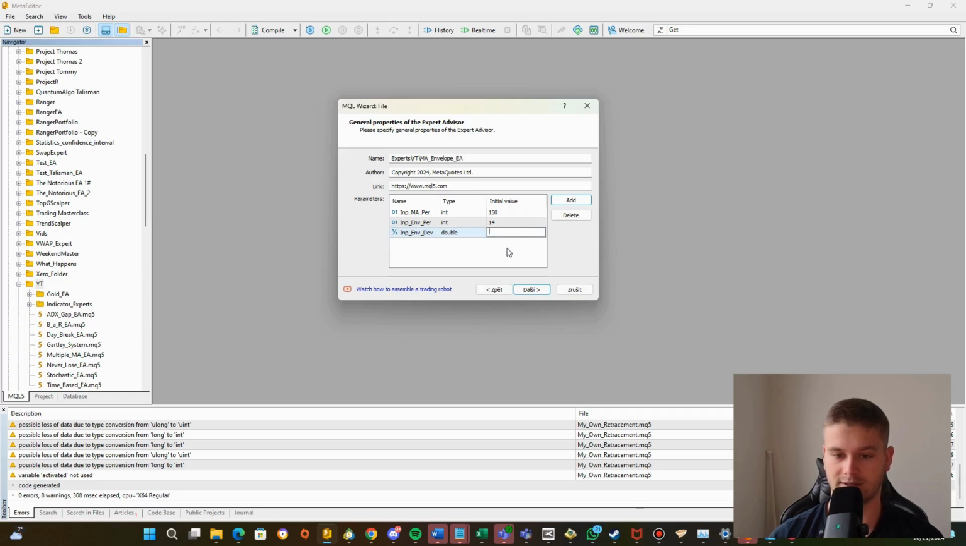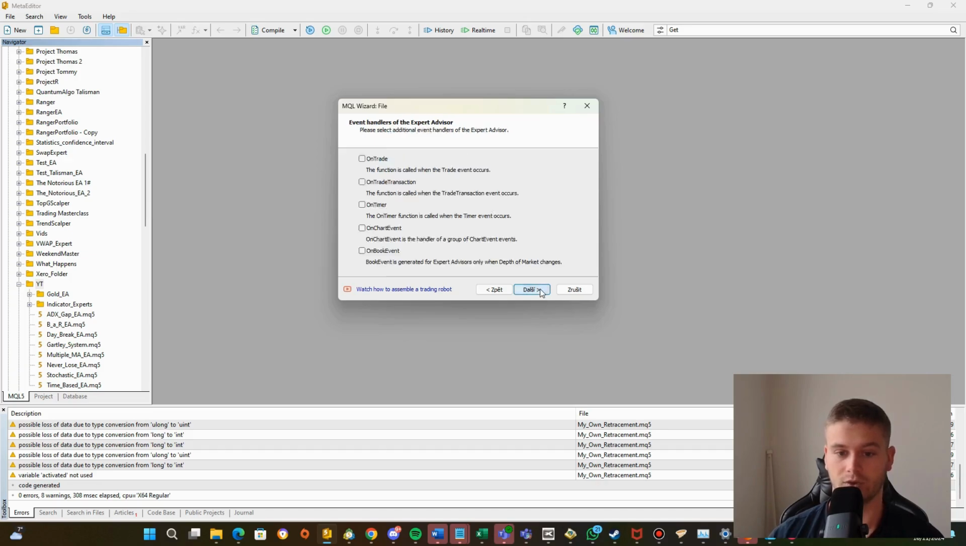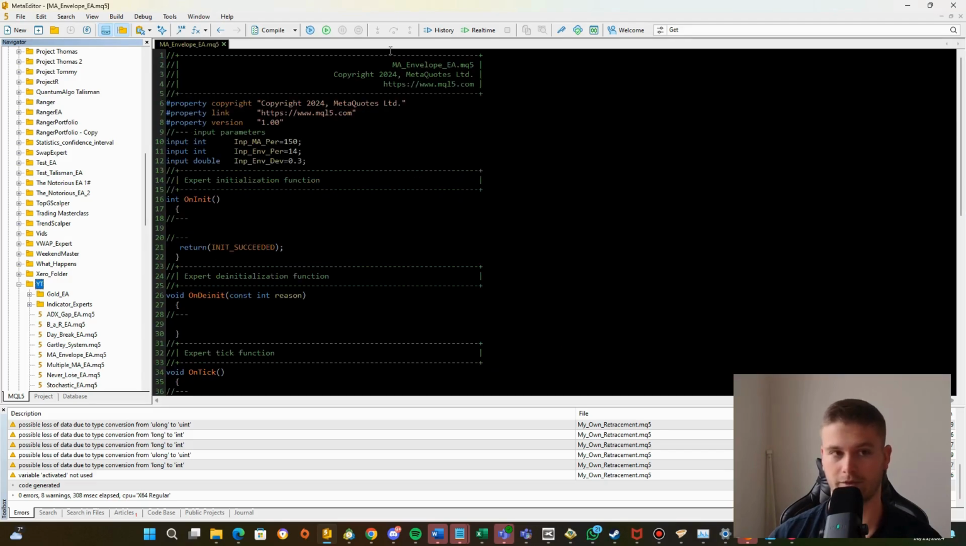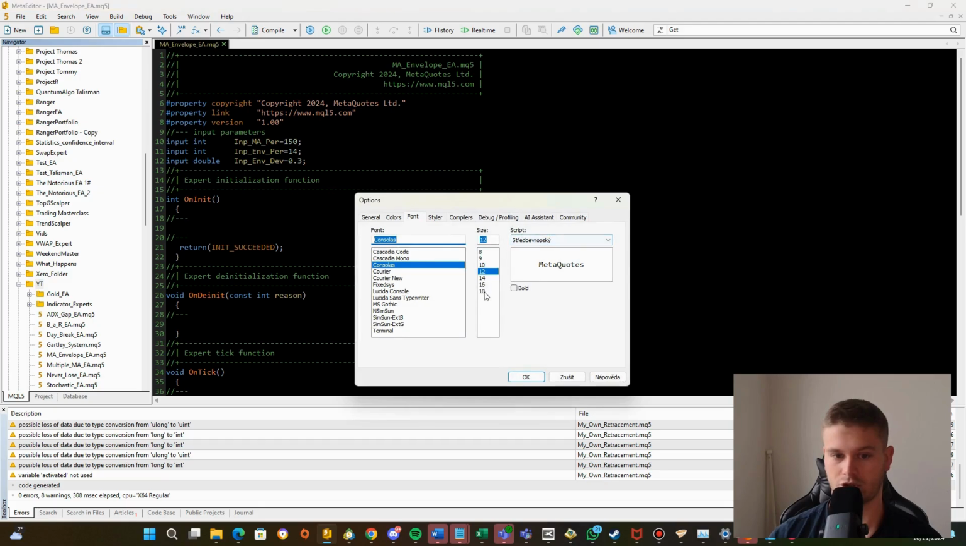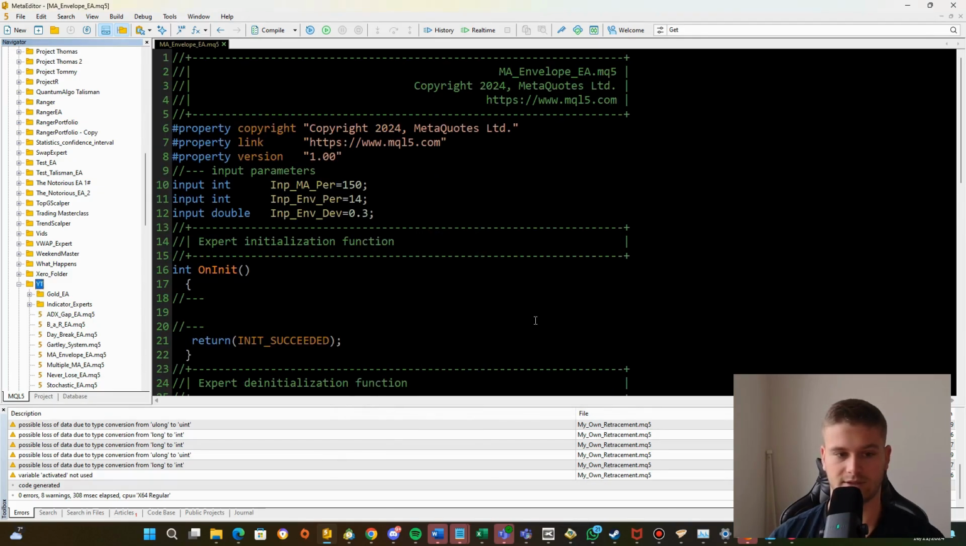0.1, but as we could have seen, the 0.1 isn't a good option at all. So I will set the initial value to 0.3. So basically the gap between the higher and lower envelope will be wider. So let's click on next. We won't be needing any of these functions, so let's click on next. And we also don't need these functions, so click on finish, and this is what we will be working with. So let me just change the font size to 18 so it's nice and visible, and let's continue.